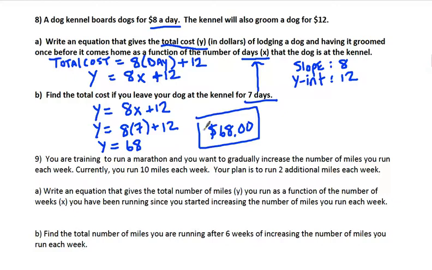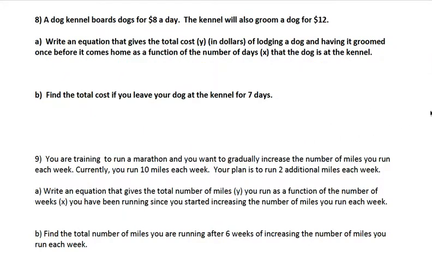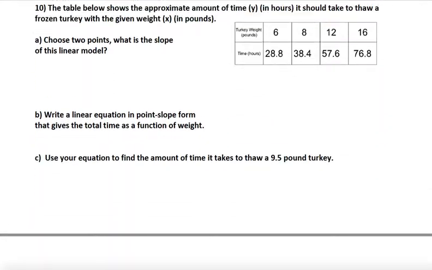So it's going to cost us $68 to leave our dog for 7 days at the kennel and to have it groomed. I really think it's helpful if you write out the problem in words and then write it as an equation with letters. And I will tell you what the letters represent in the problem. You just need to pick those out. Okay, so number 9 is almost identical to number 8. So you can try that one on your own. Okay, and now we're going to do number 10. So I'm going to scroll down to number 10. Here we go.